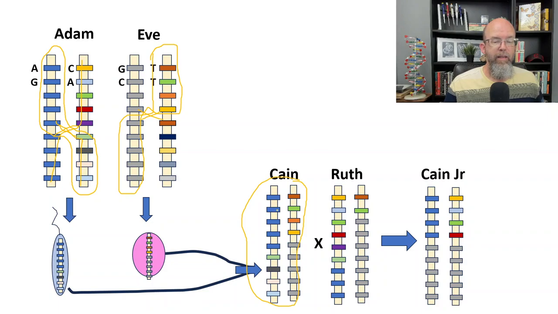Right, and which Adam didn't have, and Eve didn't have that combination. So once again, they're going to express those genes in slightly different ways, and so Cain should look different than Adam and Eve. He should have similar characteristics to Adam and similar characteristics to Eve, but some things are different because of this new combination. Great. And you're like, okay, that's fine.